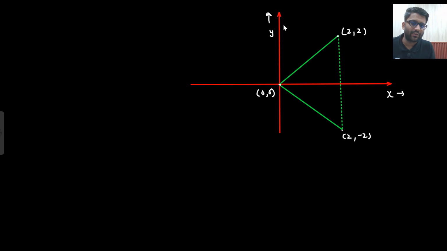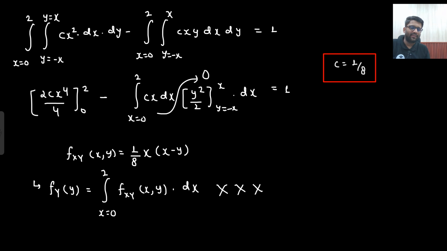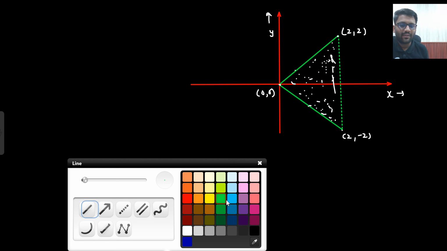Very, very important point of this question, because everyone would have done the same thing, that sir, x is going from 0 to 2, just put it. No, actually you need to take the limit of x. So in this particular region, how is the limit of x going? You need to choose the strip.